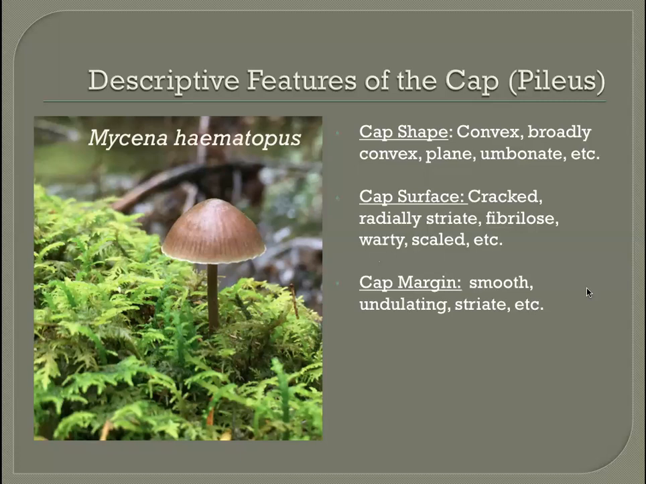the cap margin or the edge of the cap is important to look at as well, and that could be smooth, it again could be striate, it could be undulating, there could be pieces of fiber hanging off the edge, and we'll talk about what that fiber is in a little bit.